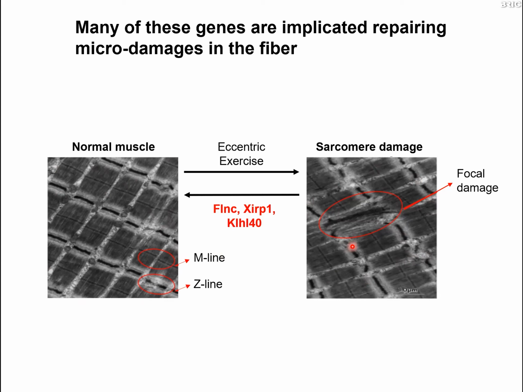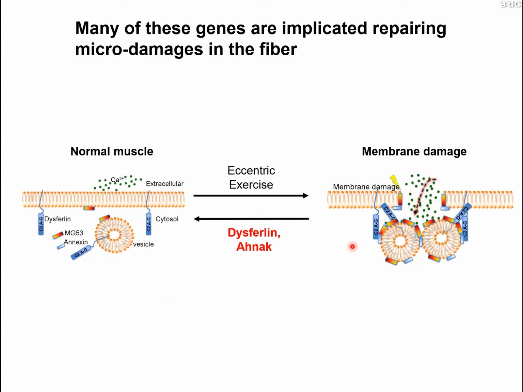Now, another type of possible damage on the myofiber is damage on the membrane. And once again, when the muscles are overloaded, some part of the membrane can be ripped apart and become open. And it has been shown that these marker genes are recruited to this site and try to seal up this exposed membrane.